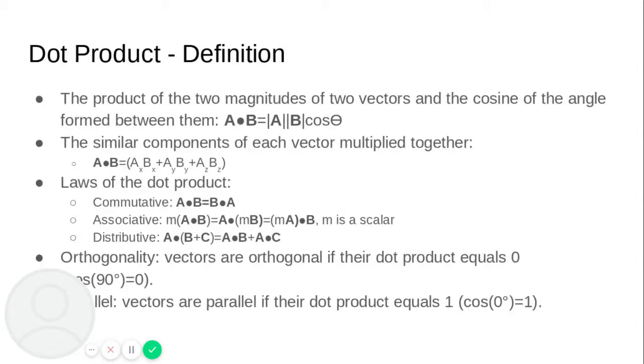So today, as part of statics, we're going to talk about the dot product. This is used quite extensively in statics, so it is a pretty fundamental topic to know, but fortunately it is not very difficult.